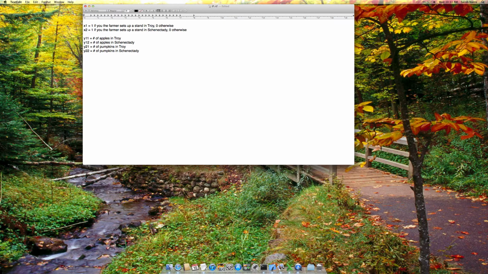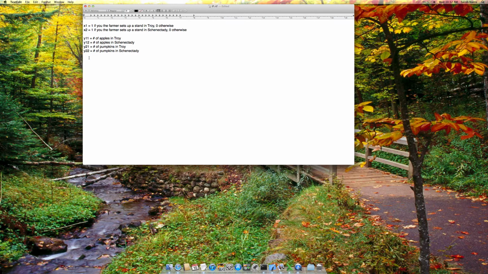Then I have two other decision variables. Y21 is the number of pumpkins in Troy, and Y22 is the number of pumpkins in Schenectady. So now we've appropriately designed our decision variables. This is very critical when you're modeling, to fully capture what you need to decide and at what level of detail. So here we decided that just capturing the number of apples I sell is not enough. I need to expand that to say the number of apples I sell in Troy.